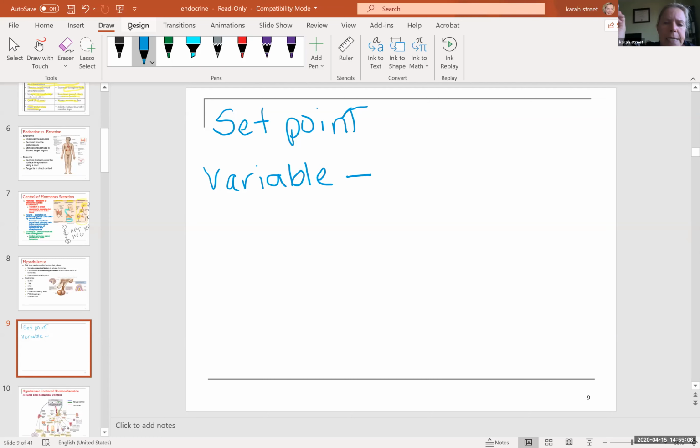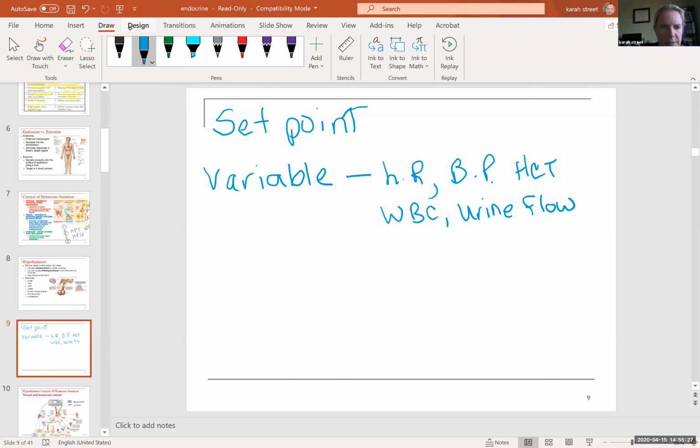A variable is anything in your body I can measure. Anything. It can be heart rate. It can be blood pressure. It could be your hematocrit. It could be your white blood cell count. It could be your urine flow. Anything about your body I can measure. That's a variable. When you go to the doctor and they do blood and urine analysis labs, you get pages of data, don't you? Pages of data. Those are all pages of reports of what your variables are like.